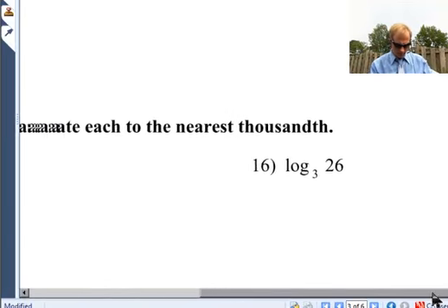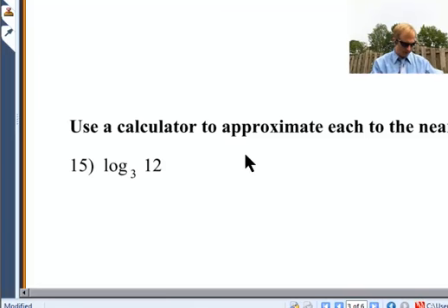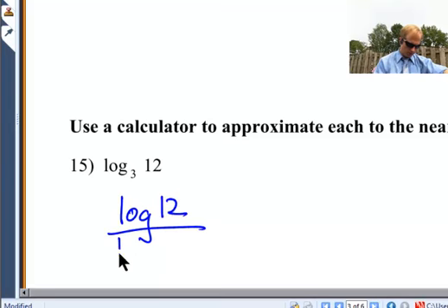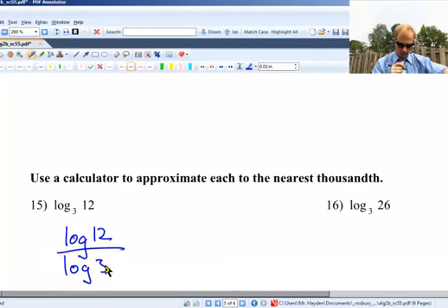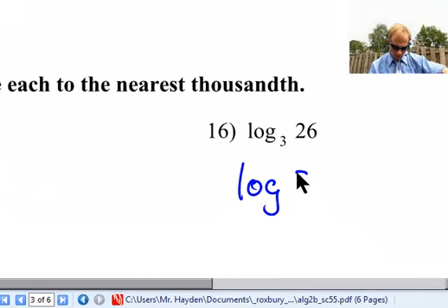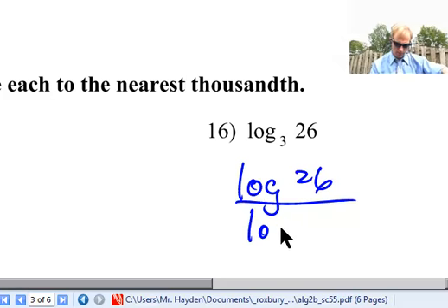Alright, and then in the final problems here, I'm asked to use a calculator to approximate values for log. To do that, for the first one, I simply do log 12 divided by log 3, and then the second one, I'm just going to do log 26 divided by log 3.